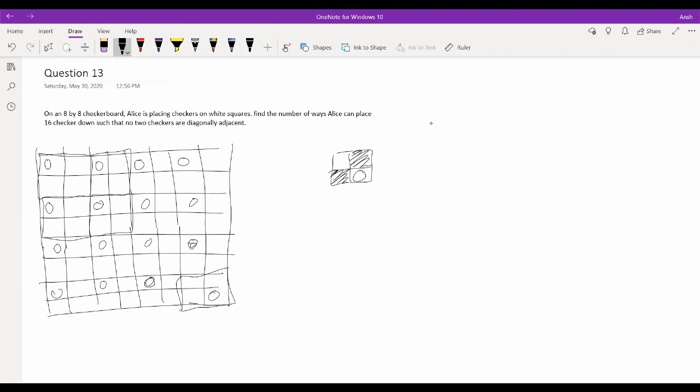Something we also noticed is that each of the 2x2s has two states. Either the checker is in the top left, which we'll call a one, quote unquote. And if we drew another 2x2 and we had the checker in the bottom right, this would be called a zero, let's say. We'll just label these, right?